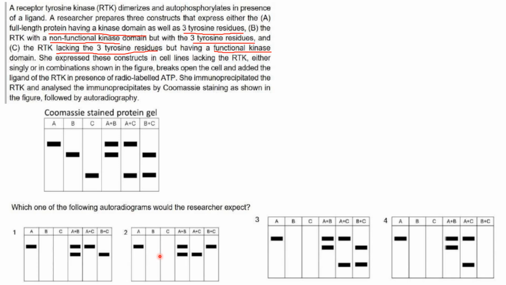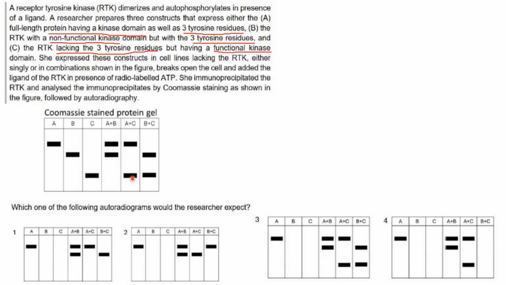Now coming to combinations, A plus B. Now A is having functional tyrosine kinase, B is not having the tyrosine kinase but it has 3 tyrosine residues. So A will give a band because it is having functional kinase and 3 tyrosine residues. Now A's protein kinase itself will phosphorylate the 3 tyrosine residues of B. So B will also give a band. So you will get 2 bands in A plus B. You get 2 bands here. In option 2 also, option 3 also, option 4 also you get 2 bands.